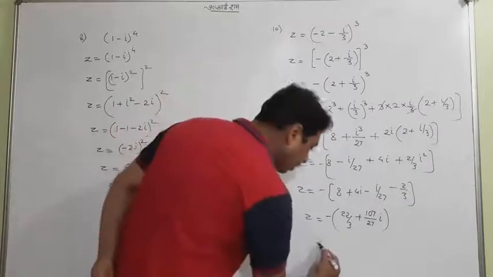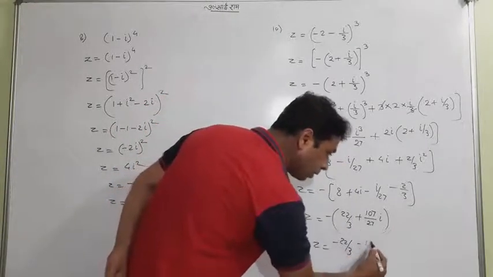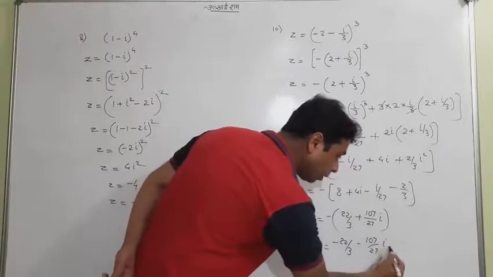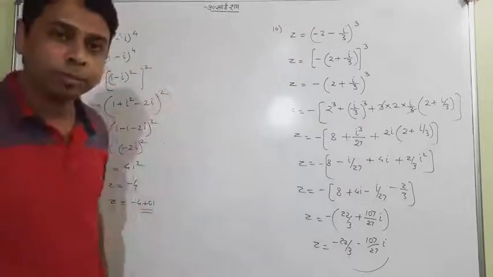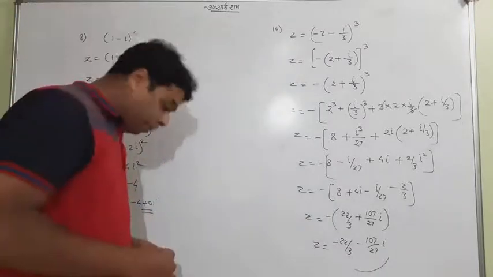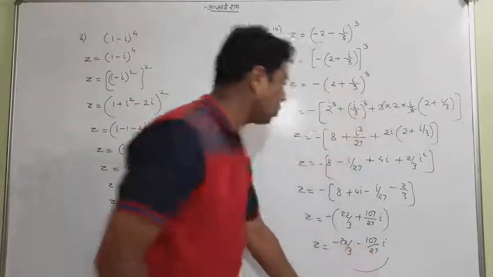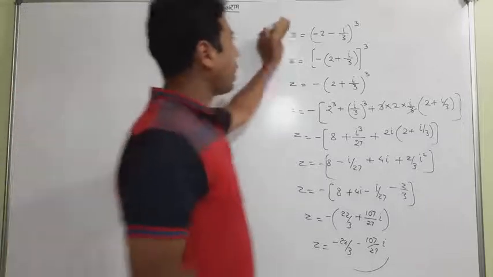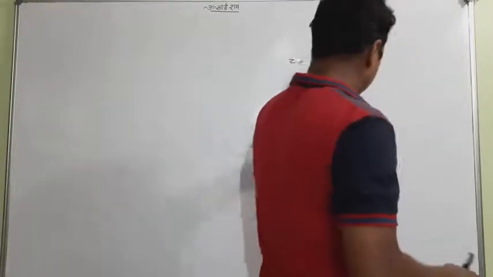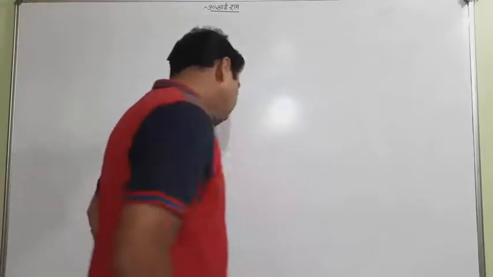And finally, I'll just multiply the minus sign in the bracket. This is going to be minus, this is going to be minus, and whatever this is, it is in the form of a plus ib. We have got it. The solution is a bit heavy, but not a tough one. It's a very simple calculation. Okay, let's watch the next.